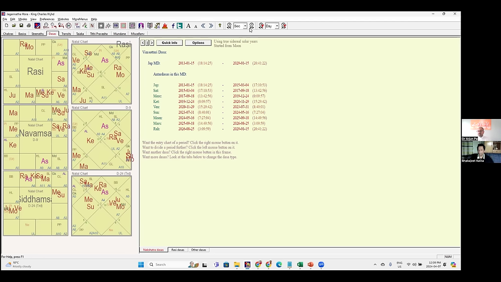Absolutely. So this is until January 2025. 16 months. It's from September 2023. Very tough time. 16 months means 12 plus 4. So from September, it will be going on till January 2025. And then we'll see what will unfold after January 2025.